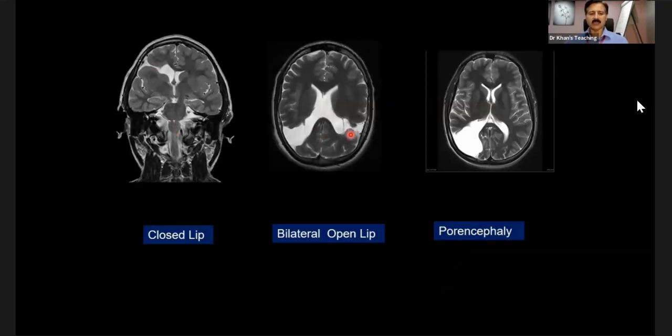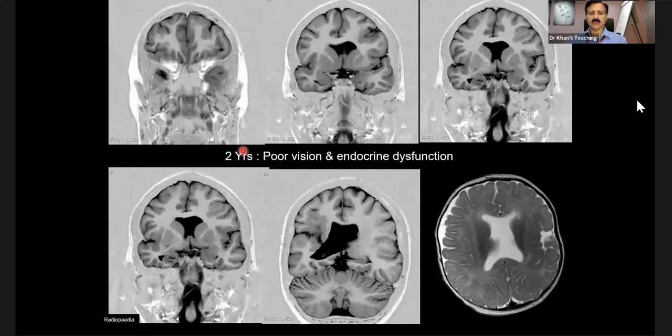This is bilateral open lip. And this is porencephaly, which goes all the way to the ventricle, but it is not lined by gray matter. And obviously, in the definition, you have to remember that it goes from the CSF of the cortex to the ventricle.